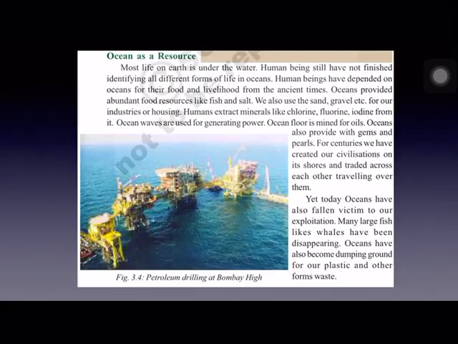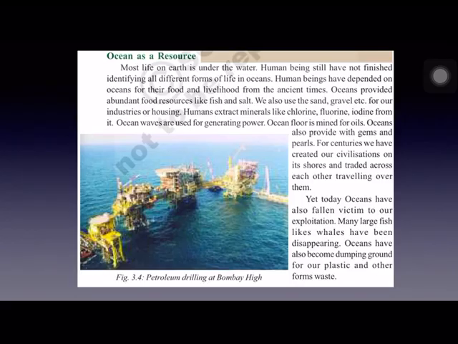And they provide salt, they provide sand and gravel for our industries or for house constructions. And they also provide minerals like chlorine, iodine, etc. And they are useful for generating tidal energy, and even the sea waves are used for generating energy. Petroleum and oil also we get from the ocean floor. And we get gems and pearls.